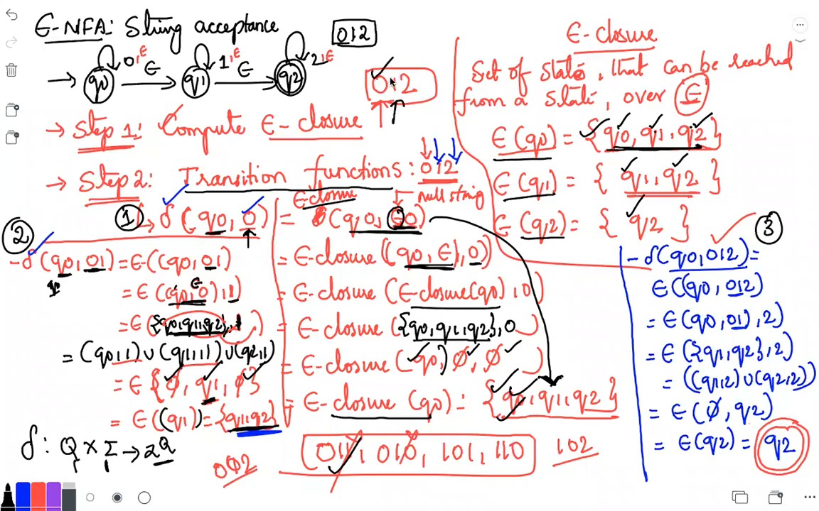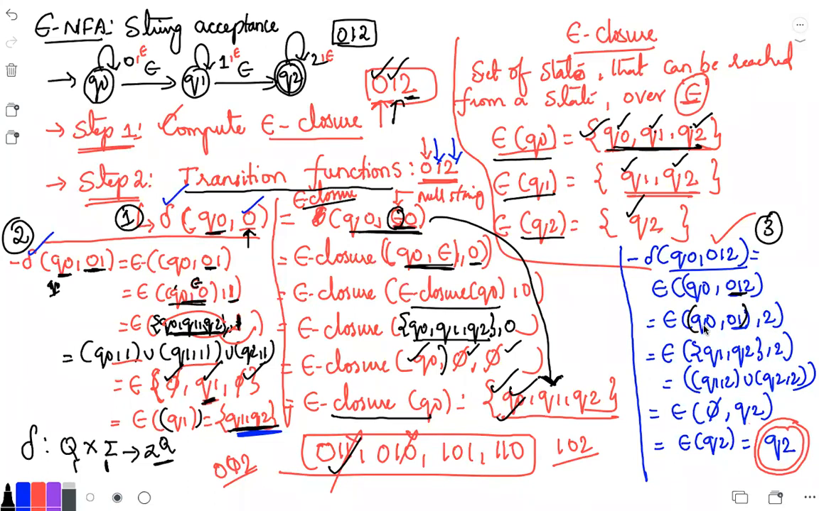So 0 is done in the input, 1 is done. Now you take 2. So Q naught of 0, 1, 2, which is epsilon closure of Q naught comma 0, 1, 2. In the string 0, 1, 2, I'm splitting it as 0, 1, comma 2. So 0, 1, I'm giving it to Q naught, comma 2, I have kept it aside.